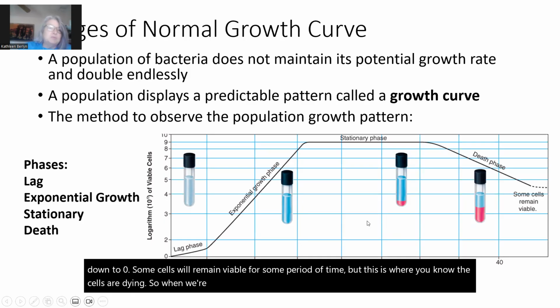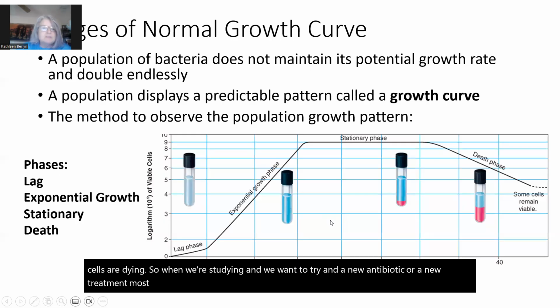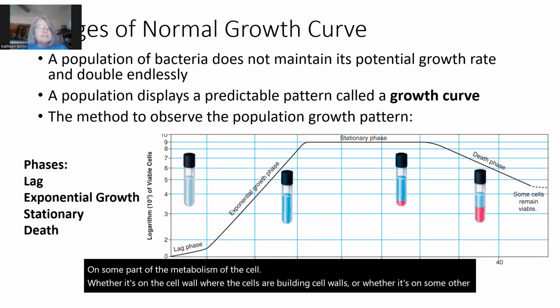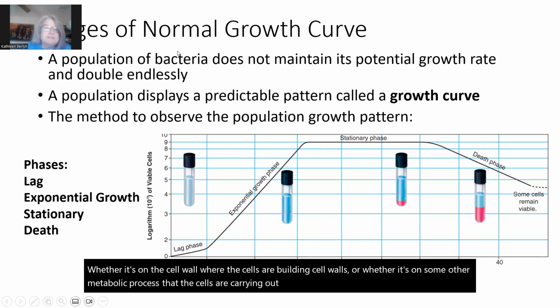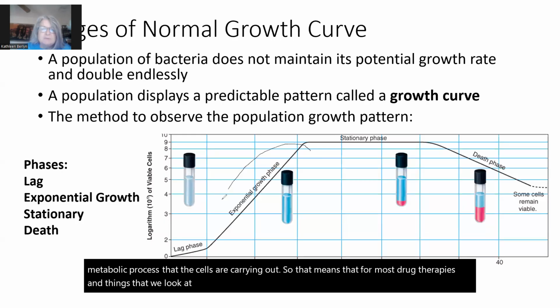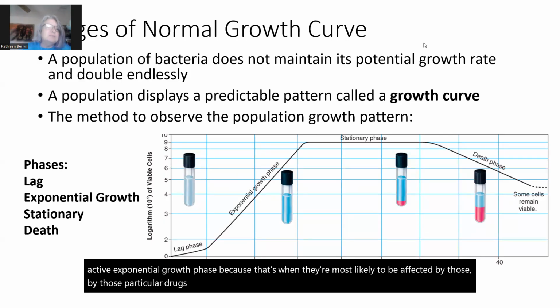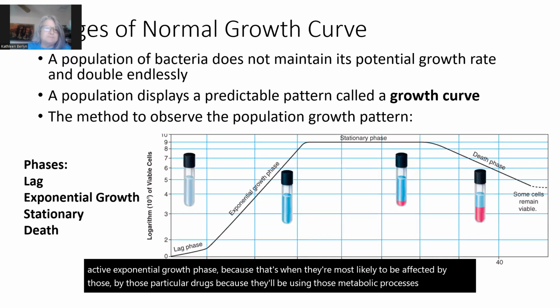So when we're studying and we want to try a new antibiotic or a new treatment, most antibiotics are going to work on some part of the metabolism of the cell, whether it's on the cell wall where the cells are building cell walls, or whether it's on some other metabolic process that the cells are carrying out. So that means that for most drug therapies, they're going to be most effective when the cells are in this active exponential growth phase, because that's when they're most likely to be affected by those particular drugs, because they'll be using those metabolic processes that are targeted.